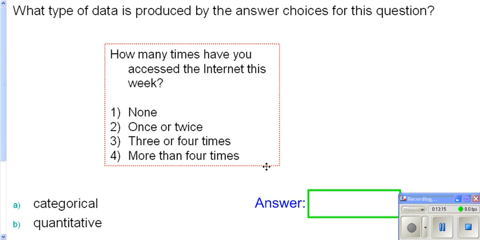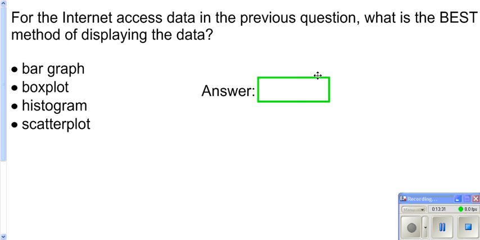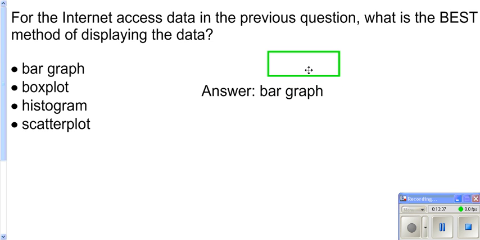So, looking at this one, is this categorical or quantitative? In this case, it's categorical because these are categories. You cannot represent a 3 or 4 times a week as a single number. It's just a category. So how are you going to represent data from that last one? In this case, it's going to be a bar graph. We've not yet talked about box plots, histograms, and scatter plots.